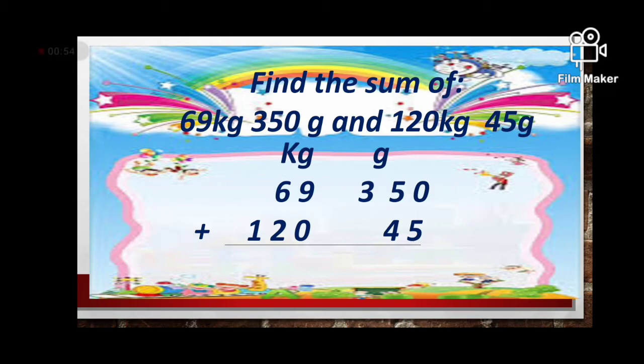When we add them, we will get 0 plus 5 is 5, 5 plus 4 is 9, 3 plus 0 is equal to 3, 9 plus 0 is equal to 9, 6 plus 2 is equal to 8, and 1. And the answer is 189 kilograms and 395 grams.